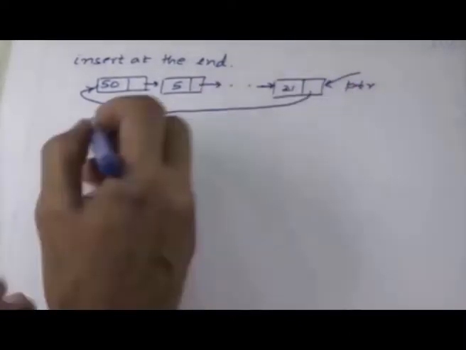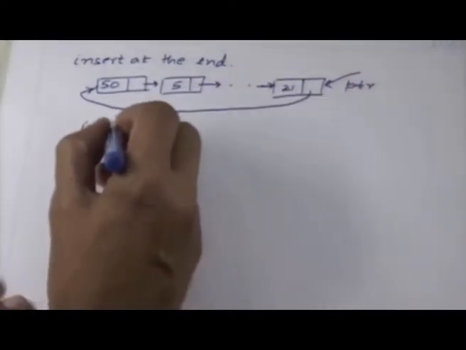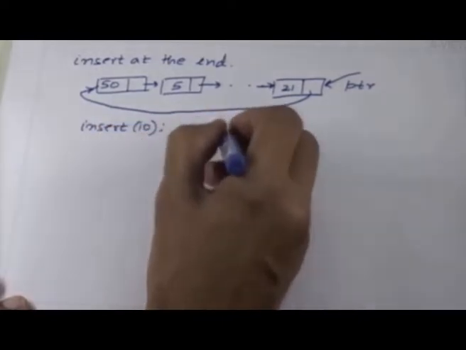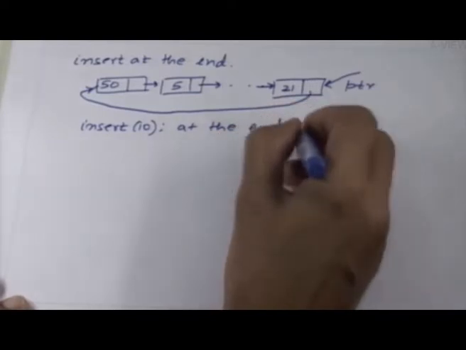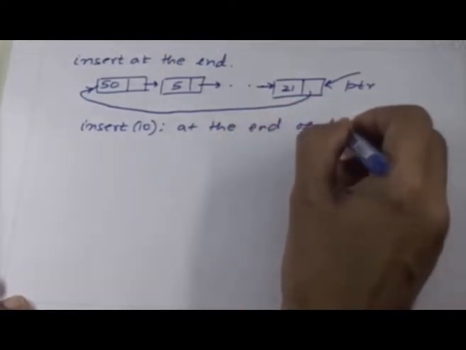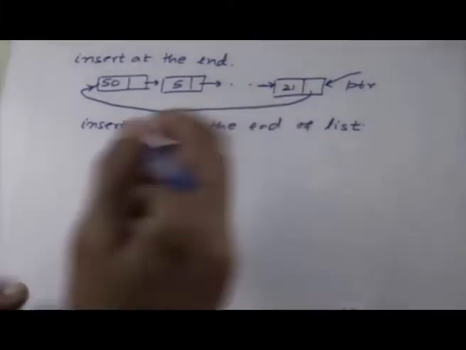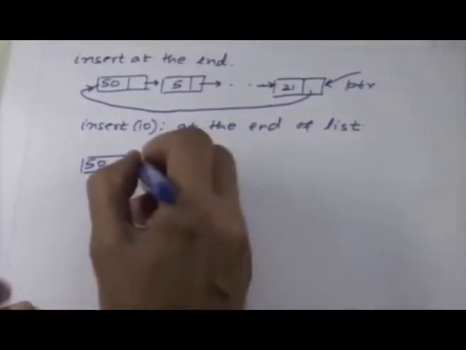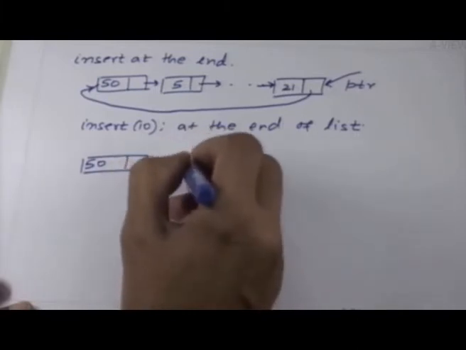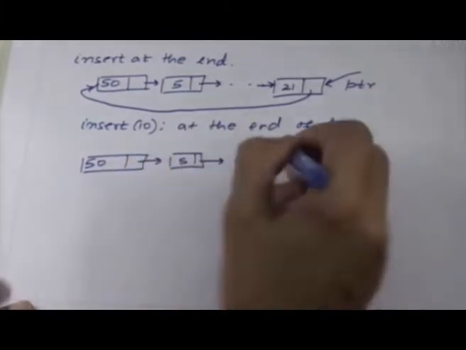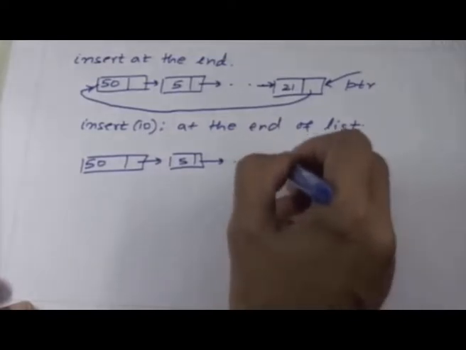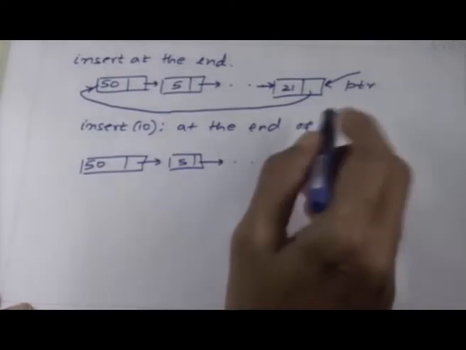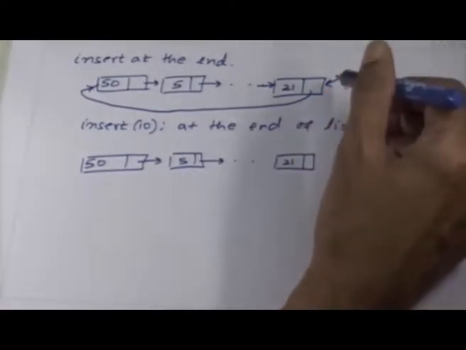Now suppose I say insert at the rear, and insert what? Let's say I want to insert the value 10 at the end of the list. So if I want to do that, my correct picture now should be some part of the list will remain unchanged. This is 5. I go all the way to 21. Okay, now I want to add something at the rear. So this was my rear. My rear should point to something else.